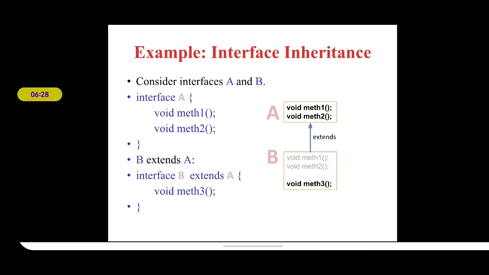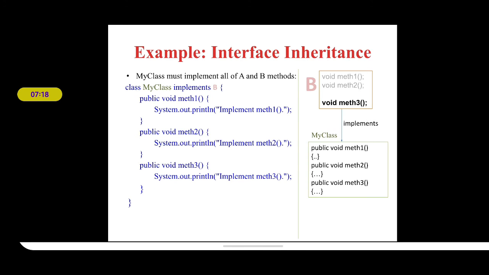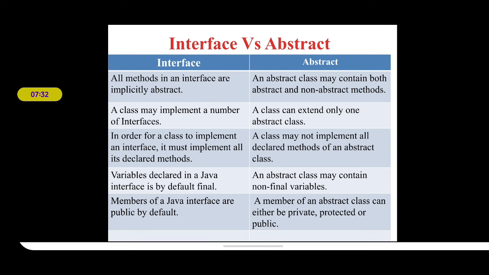Now here is an example of inheritance in interfaces. Consider the interfaces A and B. Inside interface A there are two methods, method 1 and method 2, and interface B is extending interface A, and method 3 is inside interface B. So while myClass is implementing interface B, it can get all the methods of interfaces A and B.